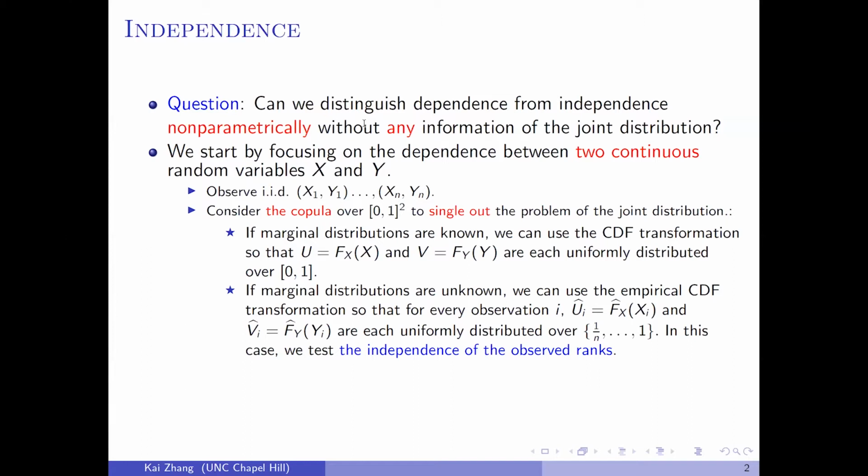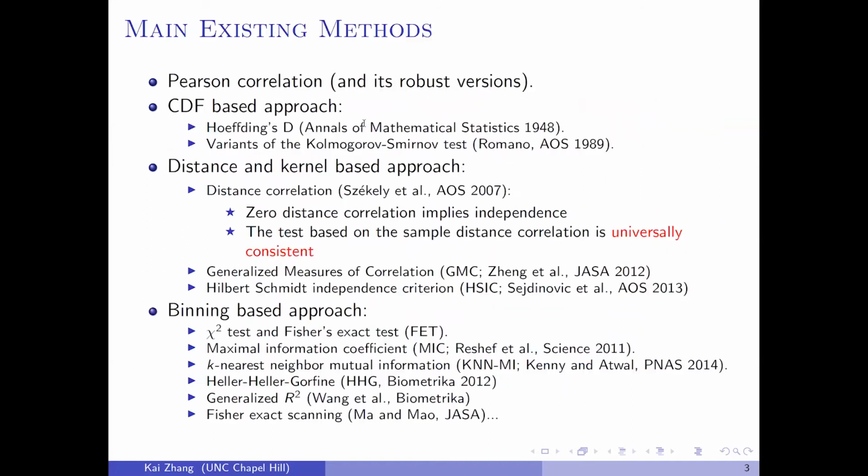We can achieve this if we know the marginal CDFs. If we don't, we can use the empirical CDF instead, and the theory and methods are shown to be similar. We study the test of independence between random vectors in this follow-up paper. Here's a list of existing tests on this problem.